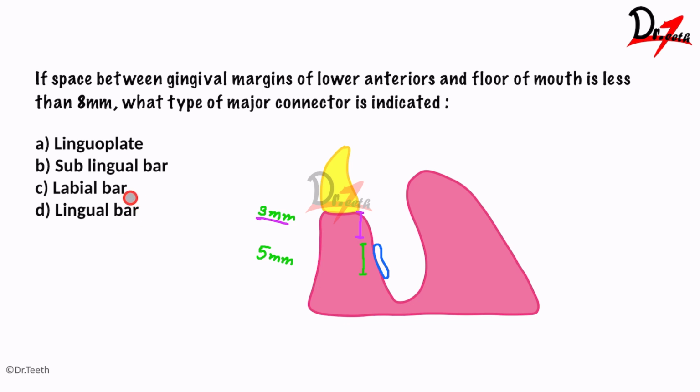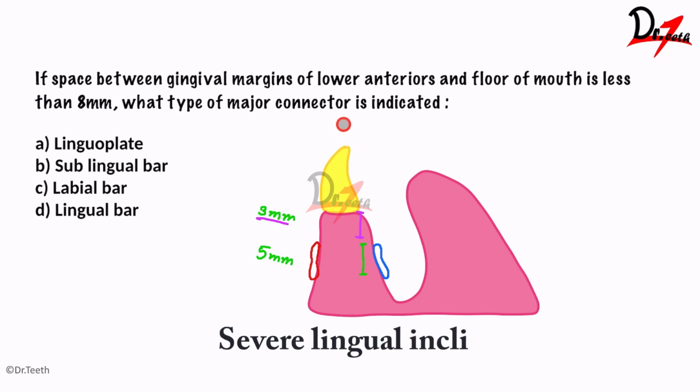But since we do not have this space here, the lingual bar is out of the question. Then we have the labial bar. The labial bar is obviously on the labial side. We usually give a labial bar when the alignment of the teeth is not proper, so that this labial bar can have a proper path of placement.